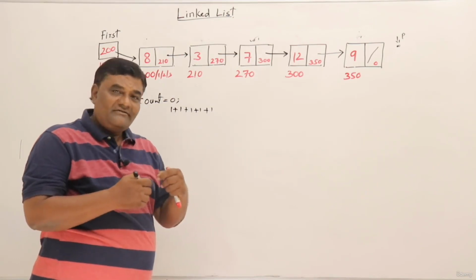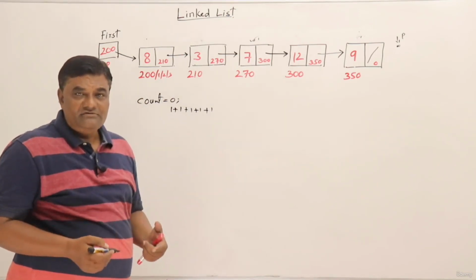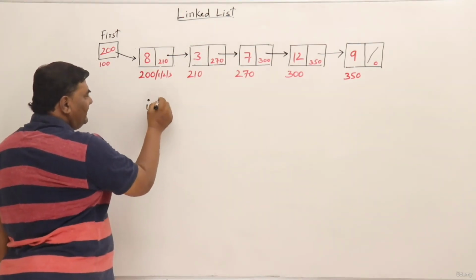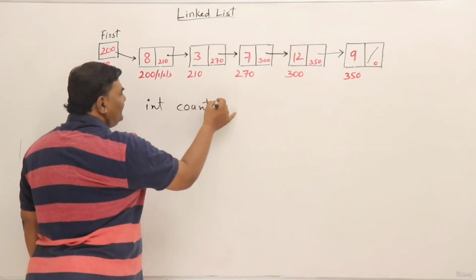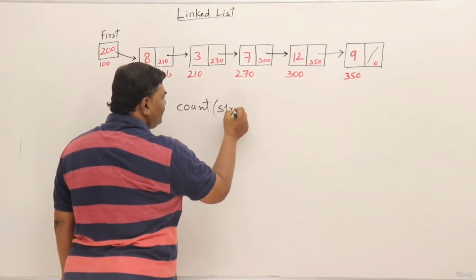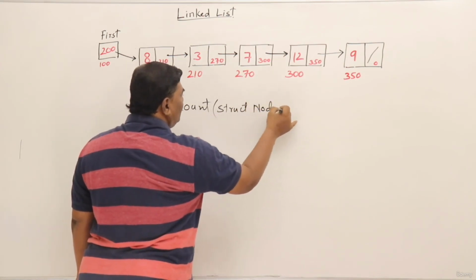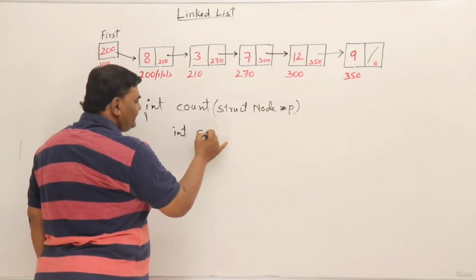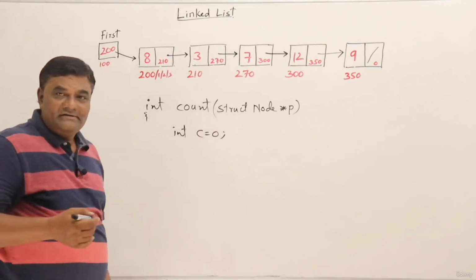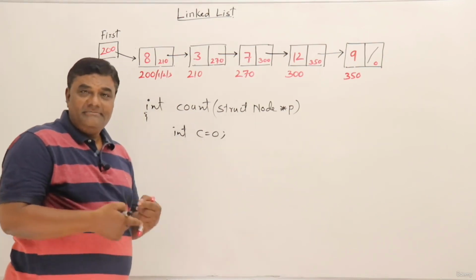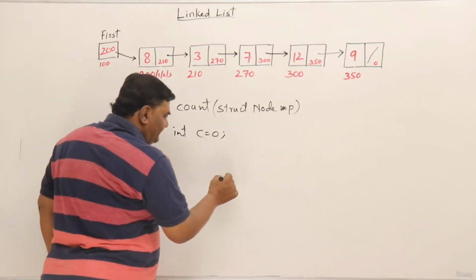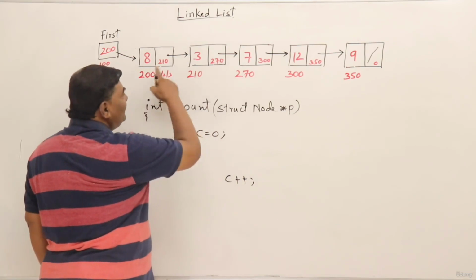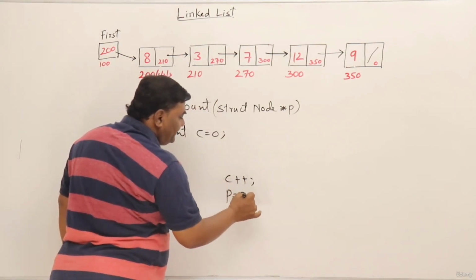So we have to traverse through the linked list and go on incrementing count. So for this, I will write a function. Let us make it as a function integer count, which takes parameter, that is struct node pointer p. Then for counting, I need some variable, let us say c, which is having value 0. Then in this c variable, I'll be counting it. So every time say c++ for incrementing this value and move p to next node, p assign, p is next.